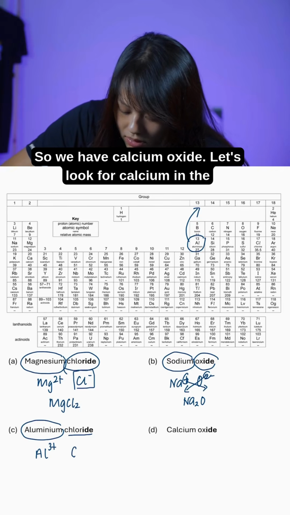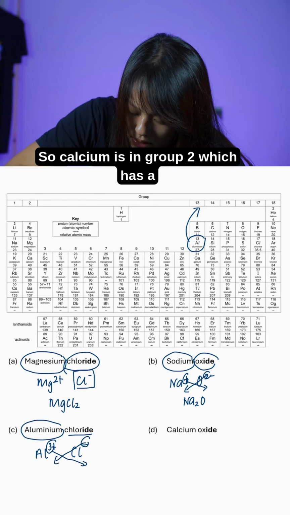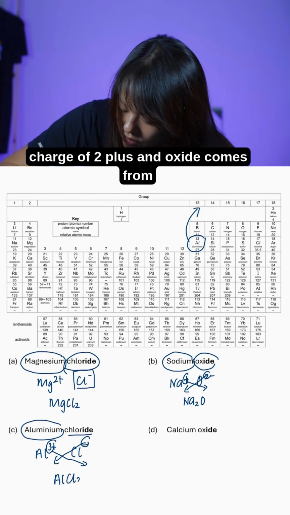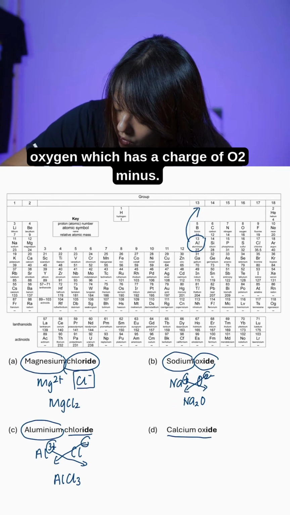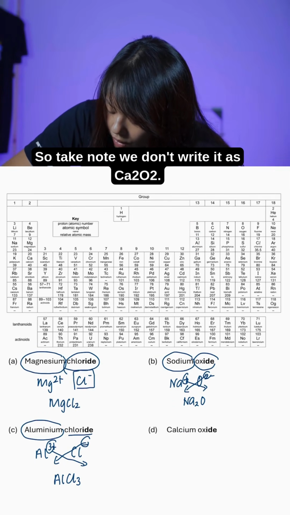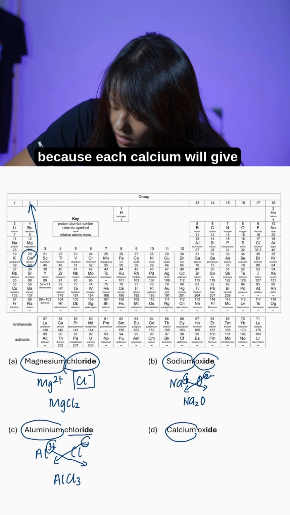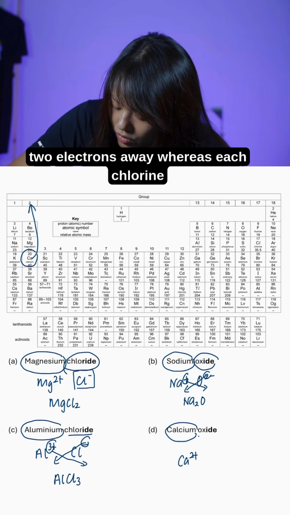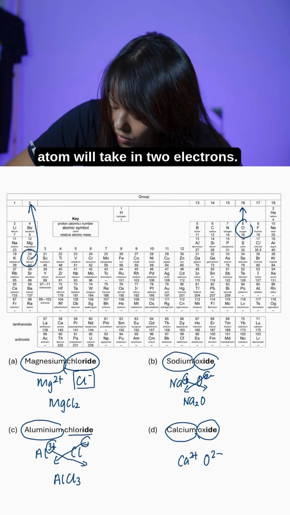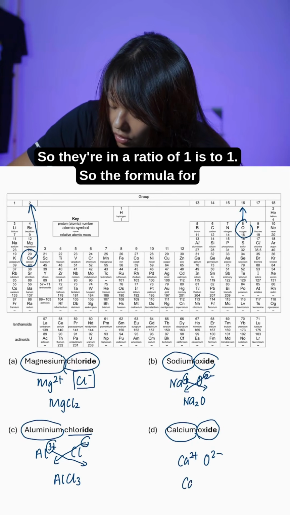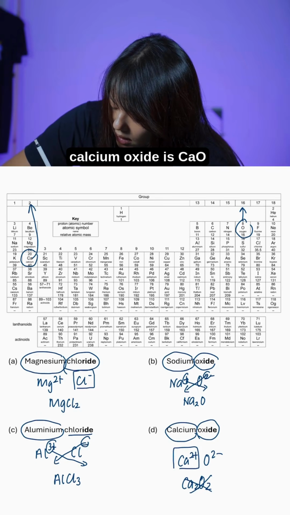Now, let's look at the last one. So we have calcium oxide. Let's look for calcium in the periodic table. Calcium is in group 2, which has a charge of 2+, and oxide comes from oxygen, which has a charge of O2-. So take note, we don't write it as Ca2O2. This is wrong because each calcium will give 2 electrons away, whereas each oxygen atom will take in 2 electrons. So they are in a ratio of 1:1. So the formula for calcium oxide is CaO instead.